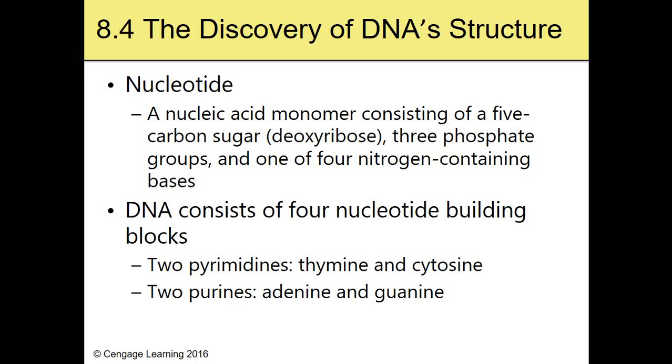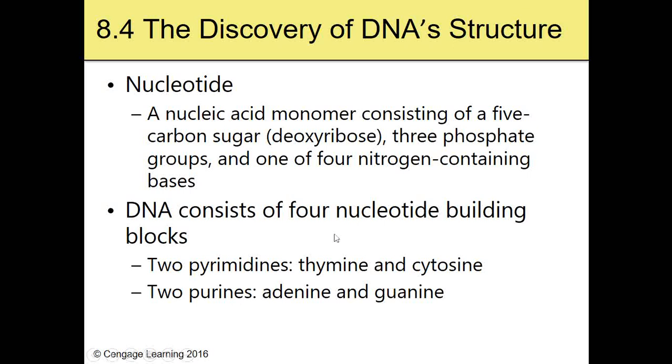And so a nucleotide is made of a sugar, and if it's DNA, that sugar is called deoxyribose. Phosphate groups, and so that's where the phosphate from those Hershey and Chase experiments were able to integrate into the DNA. And then one of 4 nitrogen-containing bases. And so this is where the actual information is coded, is in these nitrogen-containing bases.